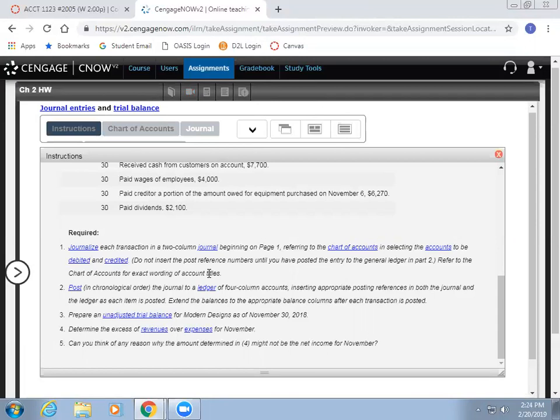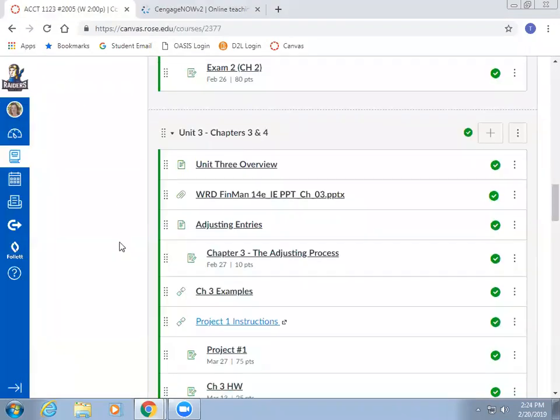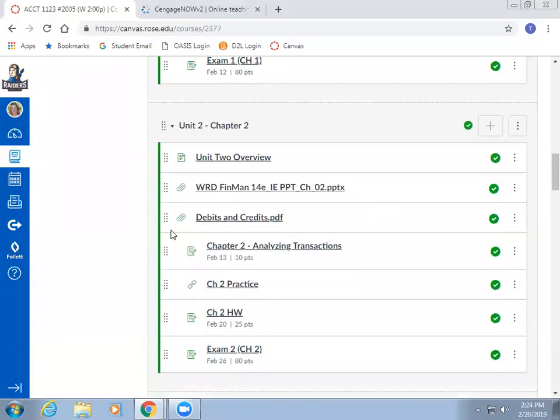Does anyone have any other specific questions on homework you want to go over? Any questions? You guys okay? Okay, so the whole chapter really is journalizing, posting, and doing a trial balance. So again, for your test, I would really print off, where's it at, under Unit 2, the debits and credits PDF, because that is the role of debits and credits. So you'll have your assets increase on the debit side, decrease on the credit side. That will really help you.